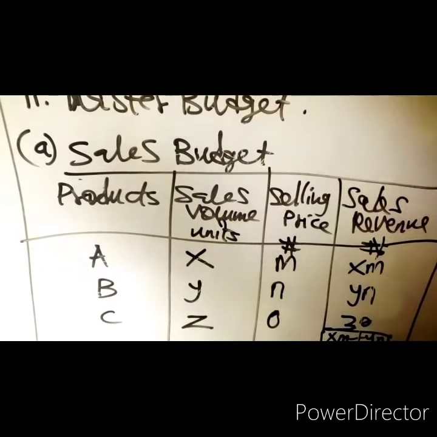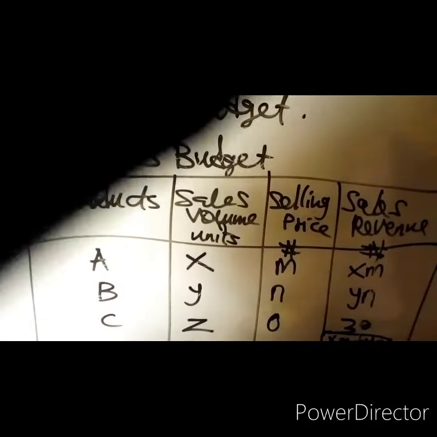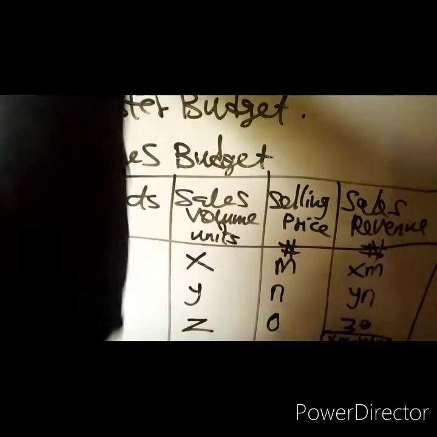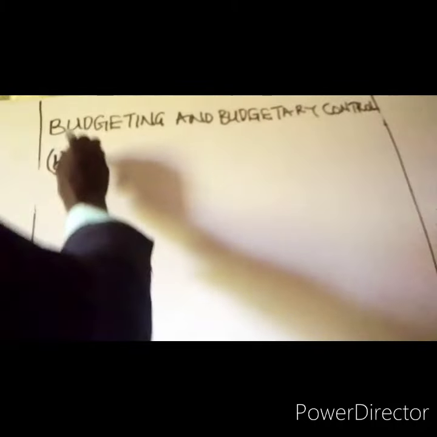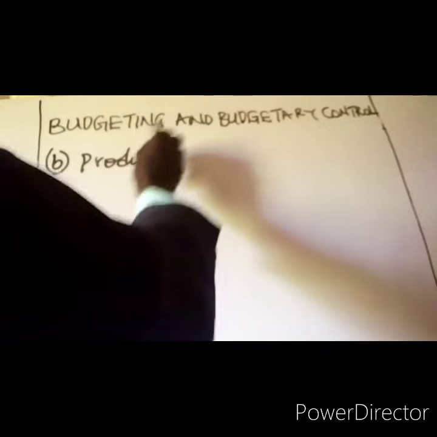The second functional budget. Remember, we are on functional budget. I've told you that a functional budget is a budget prepared by each department, by the divisional head or the departmental head. The second budget I'm going to consider is the production budget.